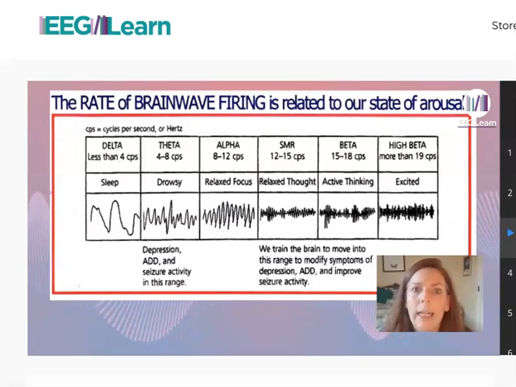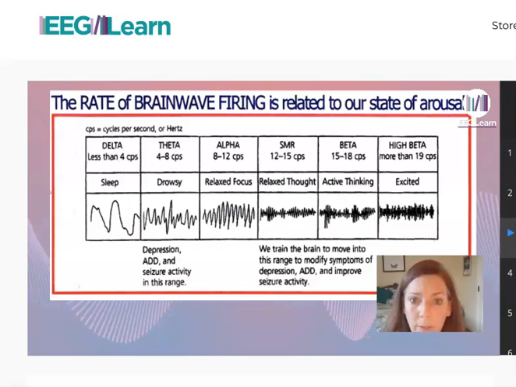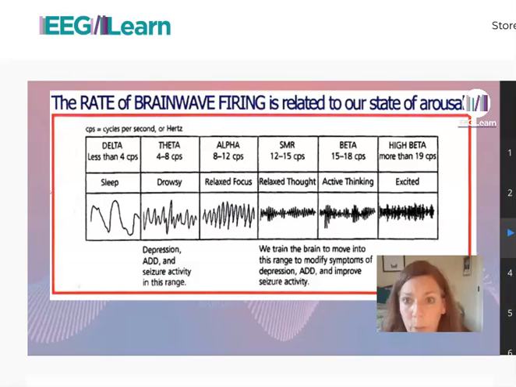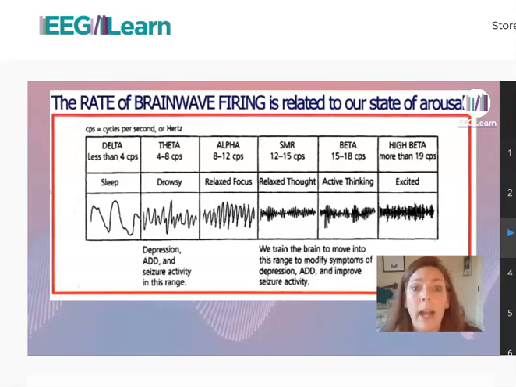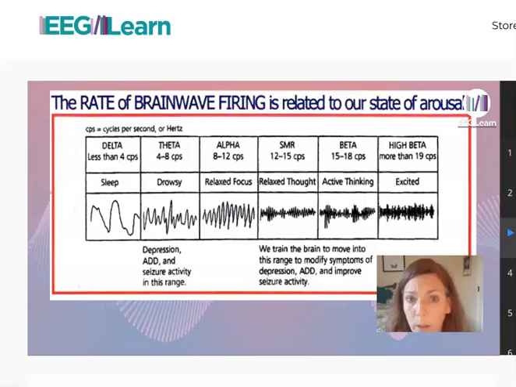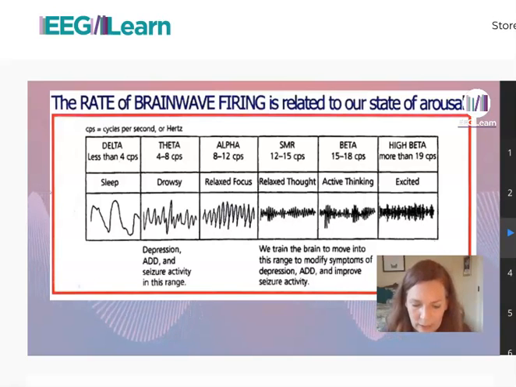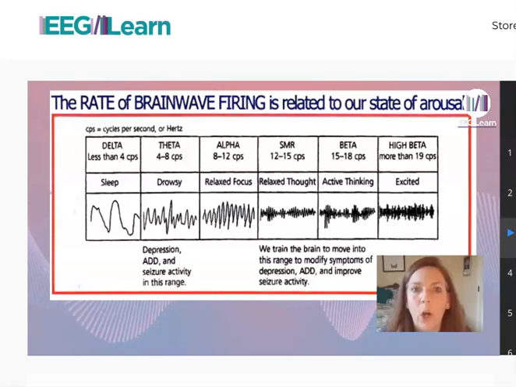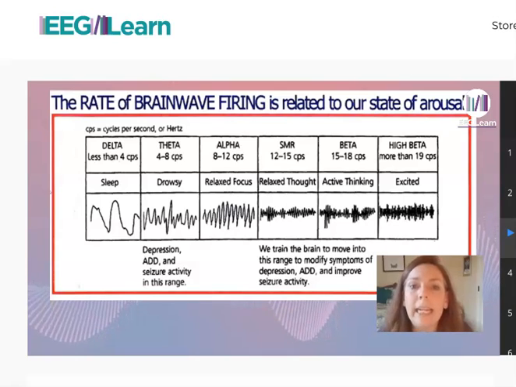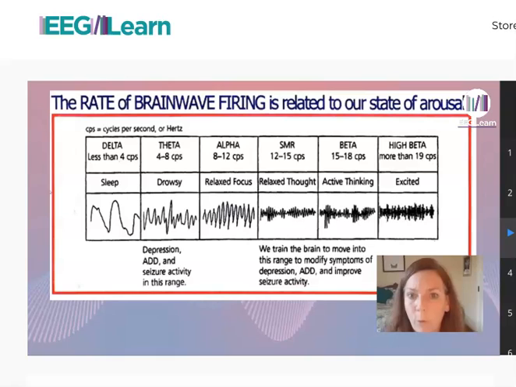If it looks like your client idles at 9 to 10 or 10 to 11, you are usually pretty okay using 12 to 15 for your low beta range, 15 to 18 for your mid beta range. It's if the person idles slower than that, closer to 8 or below, that we're going to need to shift those frequency ranges down a little bit. Because if someone idles at 8 and you're trying to calm them down and you use a 12 to 15 hertz reward, that could end up being over-activating for the person.